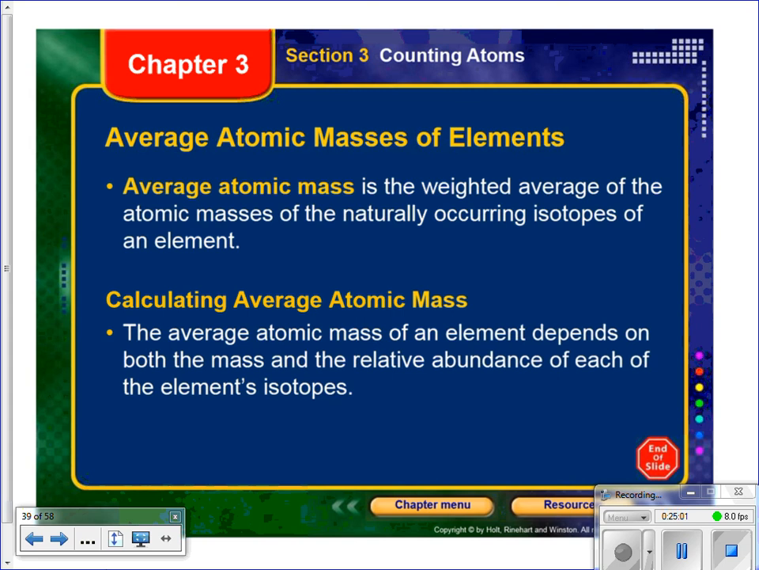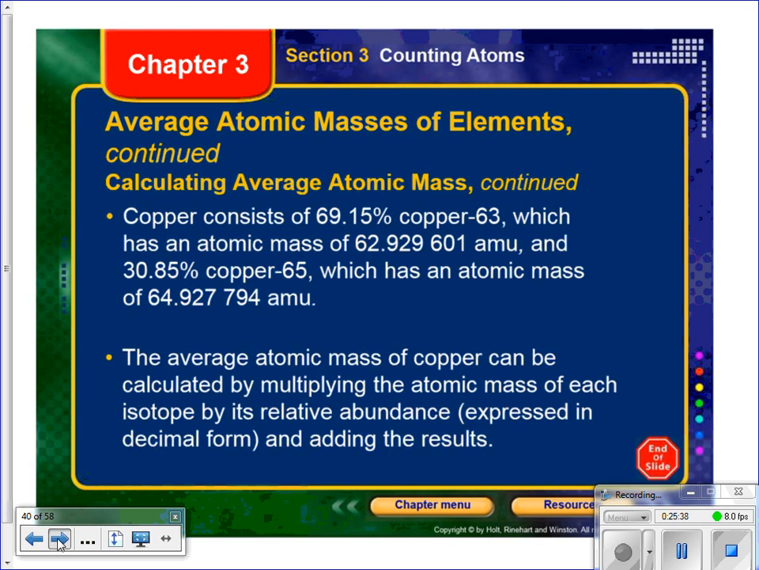So I might say, in my class, your tests are 50% of your grade. Your homework is 30% of your grade, and your labs are 20%. So what I would have to do is take all your tests and add them together and multiply it by 50%. And then I would take your homework and add it together and multiply it by 30%, and your labs and multiply those by 20%. And then I would add those three values together. So we do something similar with isotopes.